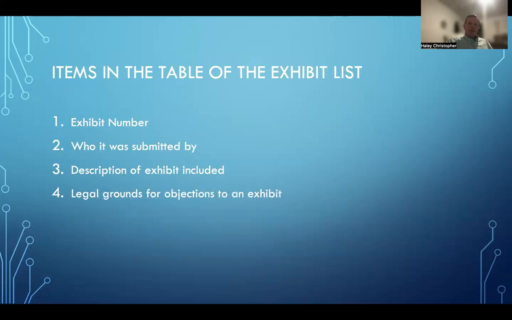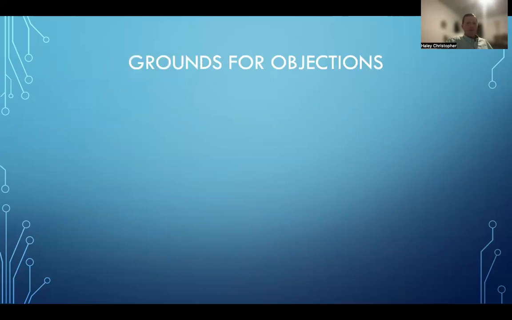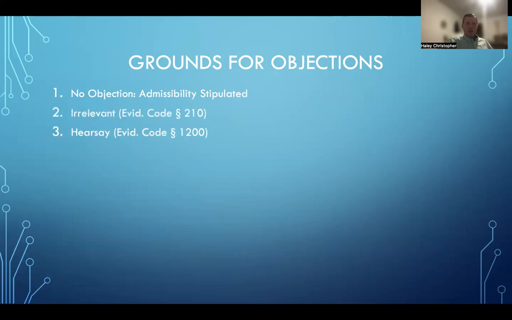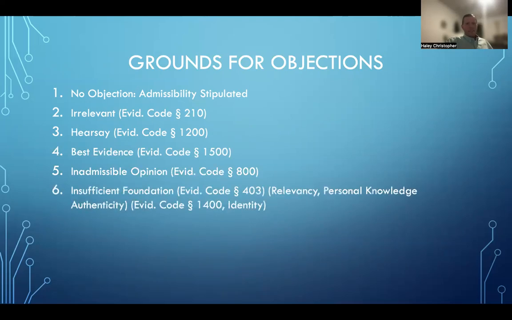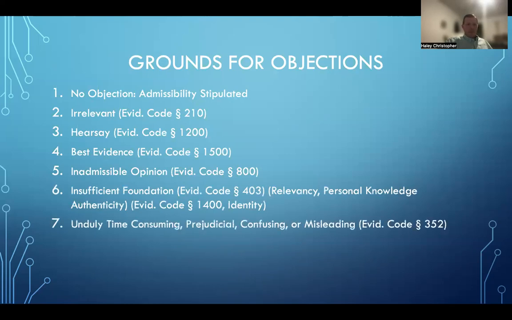And so I'm going to go over the 9 different types of objections. The first one is no objection, admissibility stipulated. Second, it's irrelevant. Third, it's hearsay. Fourth is the best evidence rule. Fifth, inadmissible due to opinion. Sixth, insufficient foundation. Seventh, unduly time-consuming, prejudicial, confusing, or misleading evidence. Eighth is the subsequent repair. And ninth is other, and we just have to specify what the objection would be.